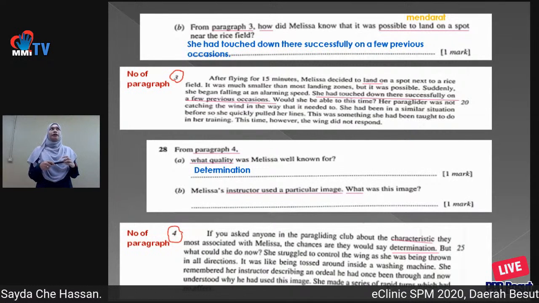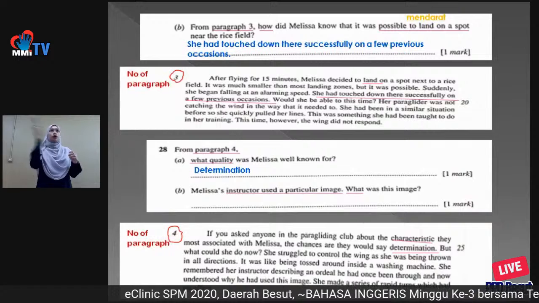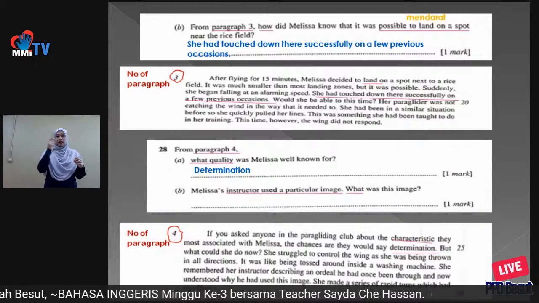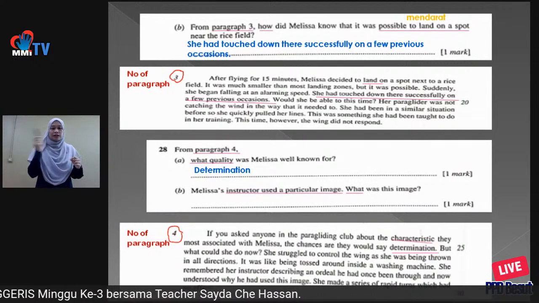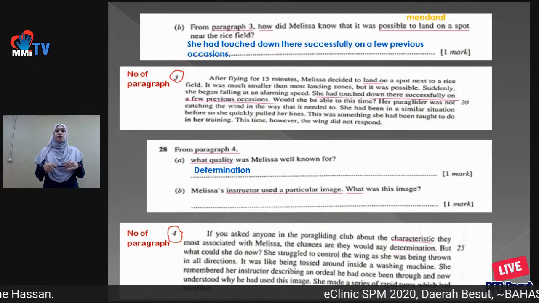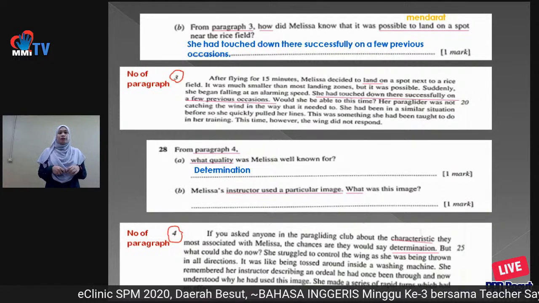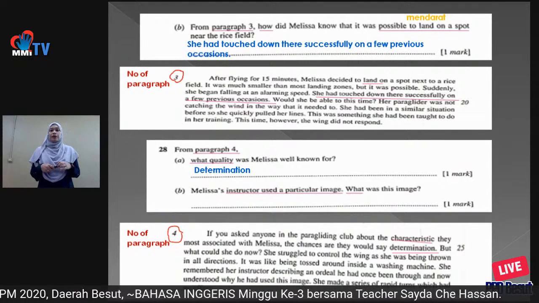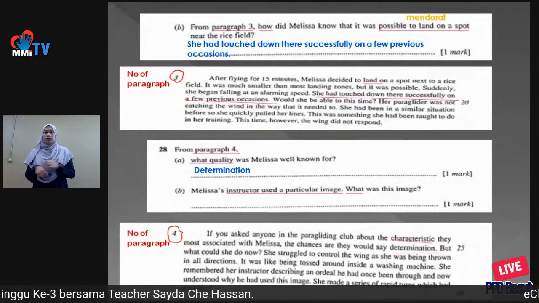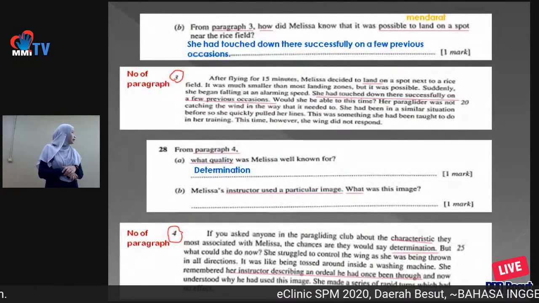Okay, kamu perasan tak bila orang terjun parachute ni kan? Okay, dia akan terhuyang-hayang gitu. Okay, umpamanya di dalam washing machine. Okay, imagine kamu dalam washing machine macam mana. Okay, it's very fast. Okay, she remembered her instructor describing an ordeal he had once been through and now understood. Okay, there you found the word instructor. Kamu jumpa instructor kan dalam ayat tu. Okay, describing an ordeal he had once been through and now understood why he had used this image. Okay, so kamu pun kat sini dah ni jawapan ni.